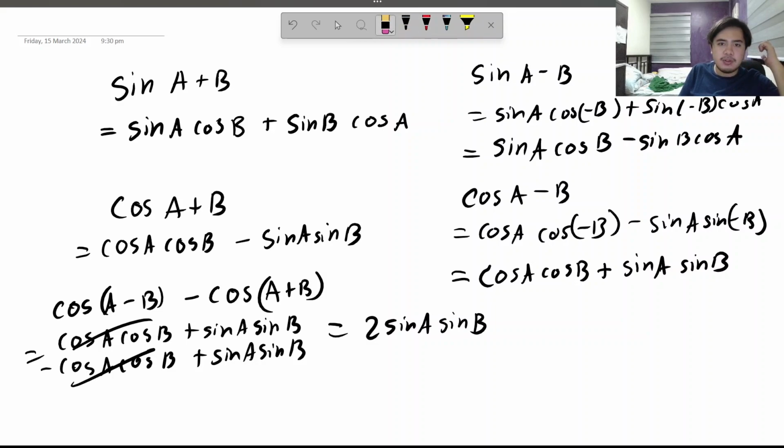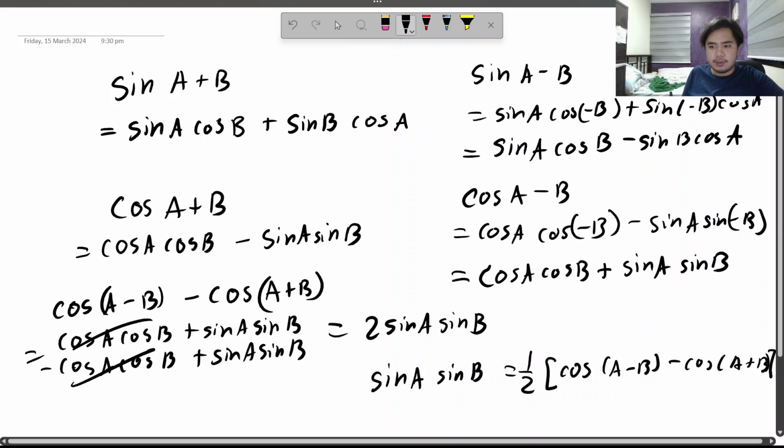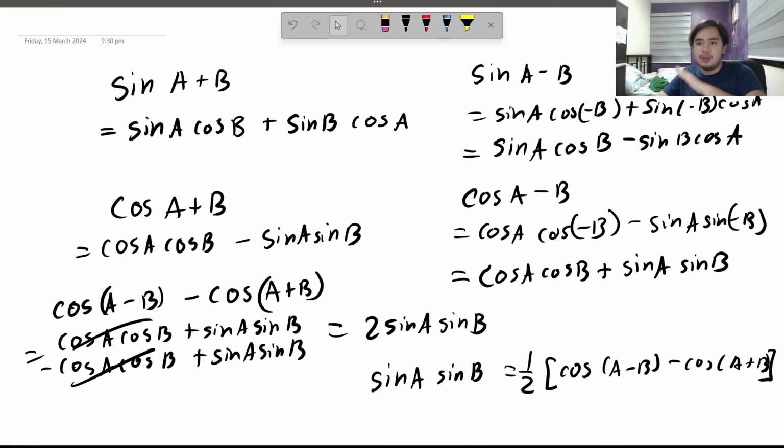If we want to remove the 2 and just have sine a sine b, we just have to multiply both sides by 1/2. So this becomes 1/2, let's just put there, cosine of a minus b minus cosine of a plus b. Don't put plus c in there, we're not integrating. So that's the formula we're going to be using. So let's go back.